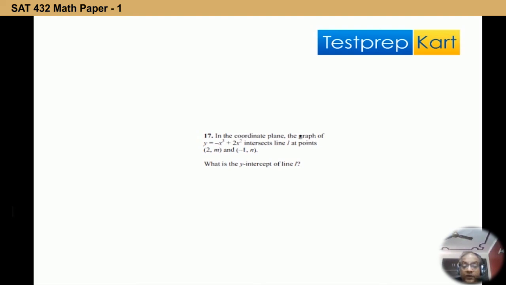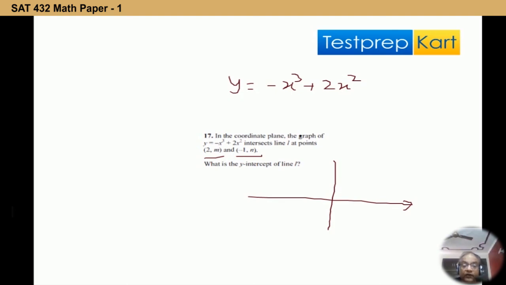Now let's see what is the equation. The graph of y is equal to minus x cube plus 2x square intersects line L at the points 2 comma m and negative 1 comma n. What is the y-intercept of line L? So there is some other line L. The graph of y equal to minus x cube plus 2x square intersects the line L at the points 2 comma m and minus 1 comma n. Let's see what the graph of this particular thing is.